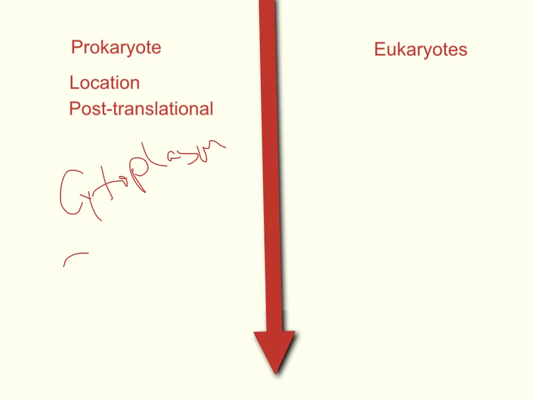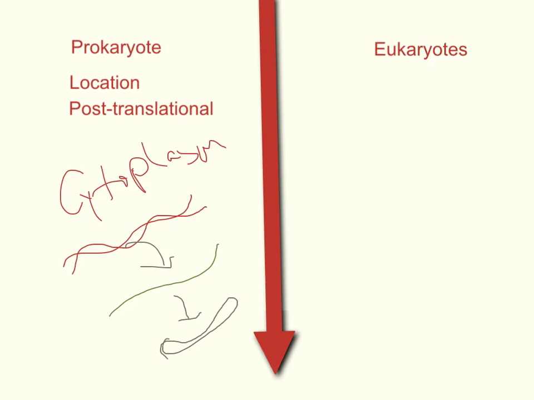So very simply, it can take the DNA, and very simply take that DNA, change it into RNA, and that RNA can then be changed into a protein. Okay? And that all occurs in the cytoplasm.